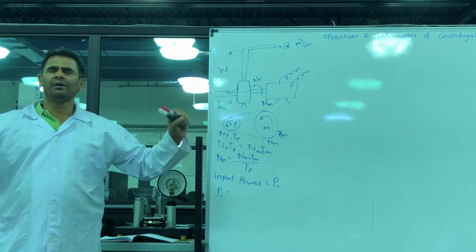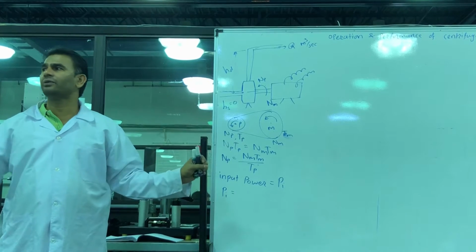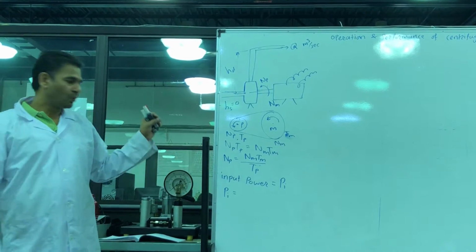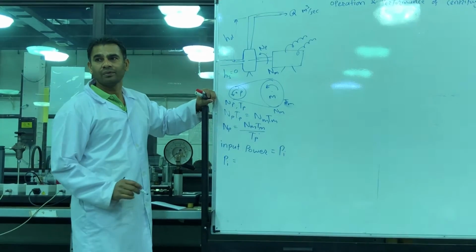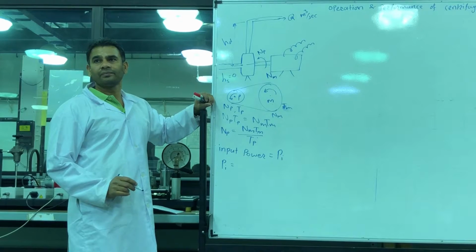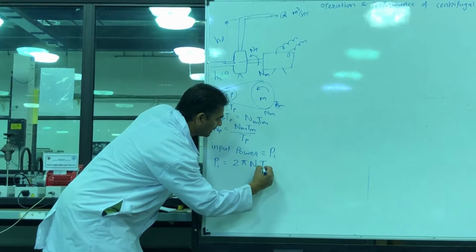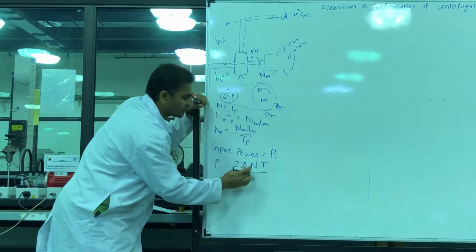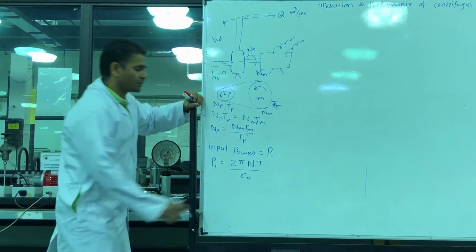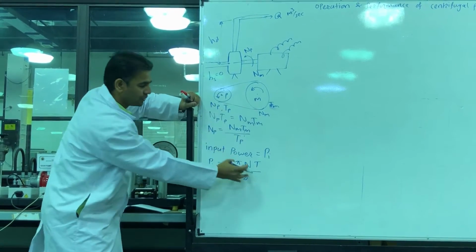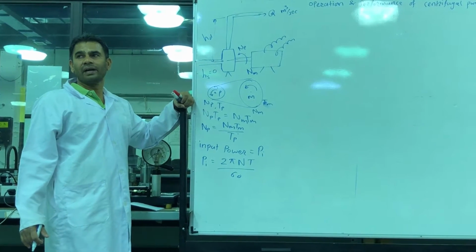2 pi NT divided by 60. Close your eyes and write this formula anywhere in engineering you require. 2 pi NT over 60, this is in terms of omega also: N over 60 is omega, so power is 2 pi omega T. Here we have RPM, so we will use RPM, not radian per second.